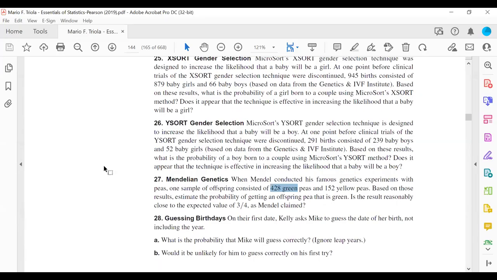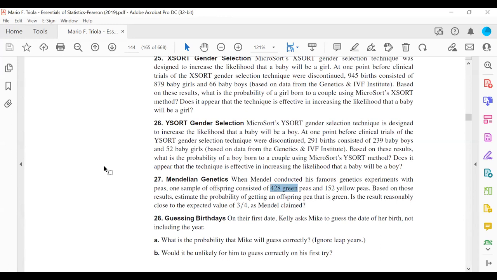All right, last one, let's do 28. 28's in percent. So 28 says, on the first date, Kelly asked Mike to guess the date of her birth, not including the year. Good news here. What is the probability that Mike will guess correctly? So what's the probability of Mike guessing Kelly's birthday, ignoring leap years?